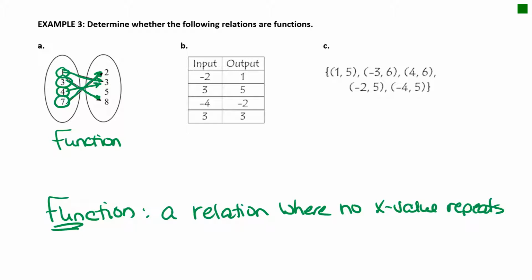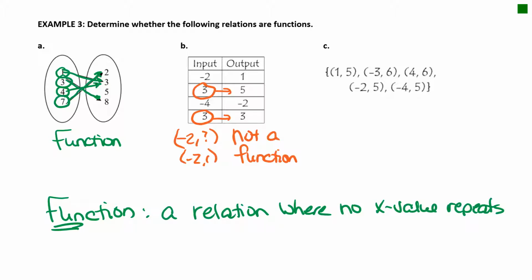If I say what goes with negative 2, what's its output? You know it's 1. But if I say what goes with 3, look at how you have two options. You might say 5, you might say 3. So that tells me right there it is not a function. It is a relation. Any input-output is a relation, but it's not a function because this 3 is repeated. If I say 3, you do not know what I get.